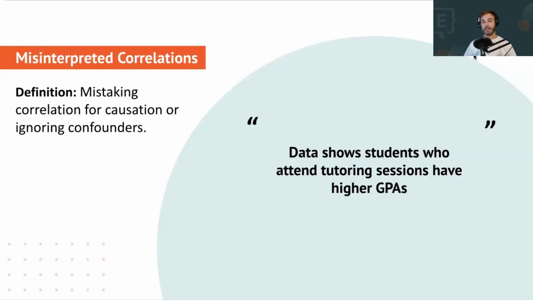Oh, Day shares another misinterpreted correlation. Students who visit our campus are much more likely to accept our offer. Yeah, you know what? That's a good one. Basically saying, you want to take that one, Jamie?